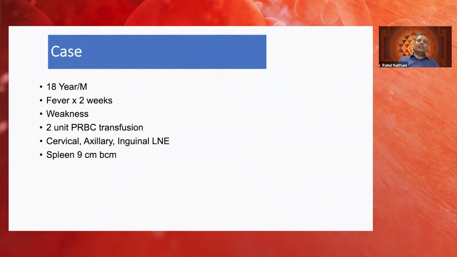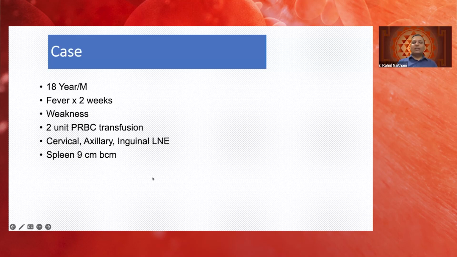Now, this is an 18-year-old male who presents with a short febrile illness of 2 weeks and weakness, received 2 units of blood transfusion outside, and has generalized lymph node enlargement. How do we define generalized lymph node enlargement? Whenever a patient has lymph node enlargement at 3 anatomical sites, it's called generalized lymph node enlargement. So this patient has cervical, axillary, and inguinal lymph node enlargement.